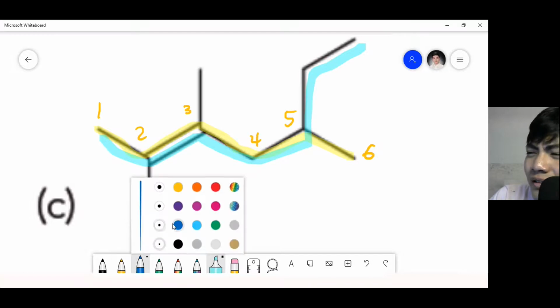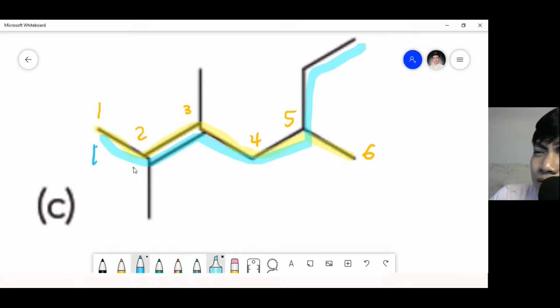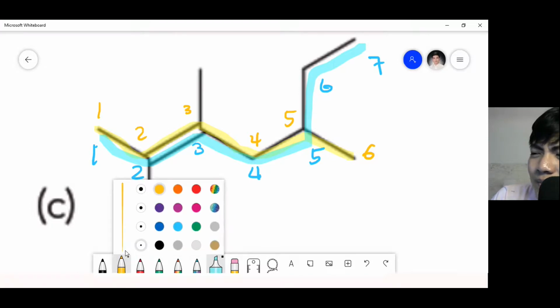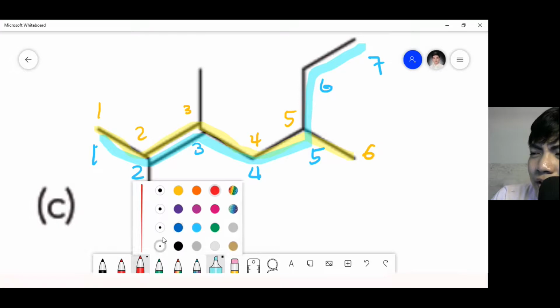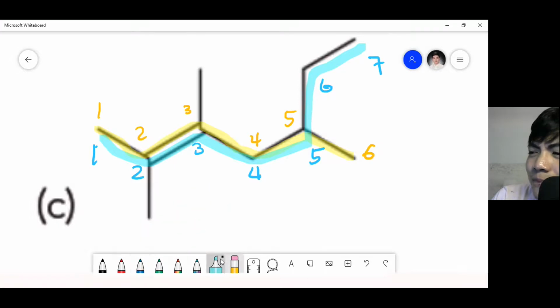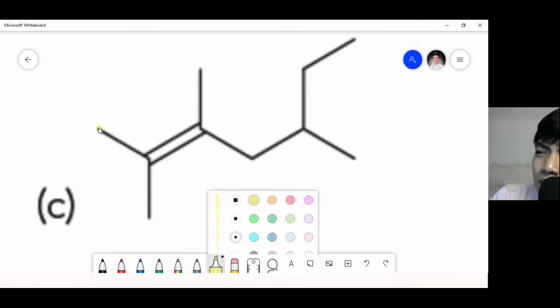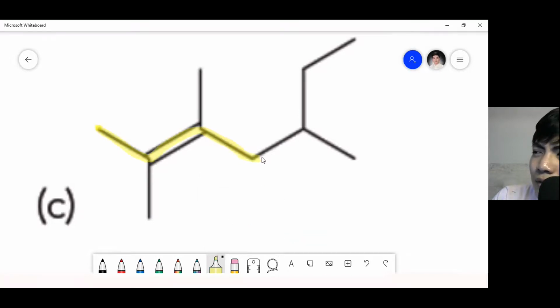However, for the cyan one, we have how many carbons? So 1, 2, 3, 4, 5, 6, 7. So the cyan color bears more carbon atoms. Okay, so that's why it will be preferred. So yun yung gagamitin natin, the blue one. We'll use the blue one. Now, once you identify the parent chain, ilan to? 7, di ba? 1, 2, 3, 4, 5, 6, 7.